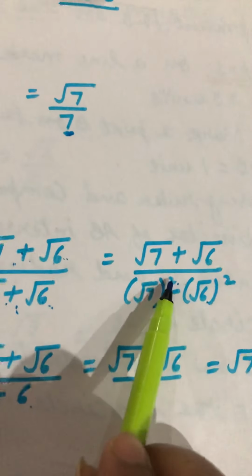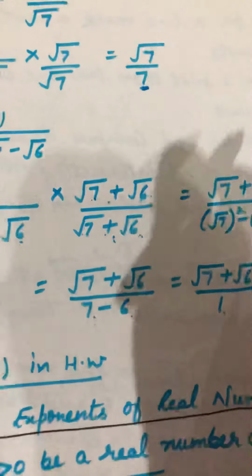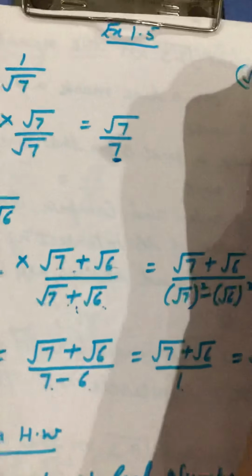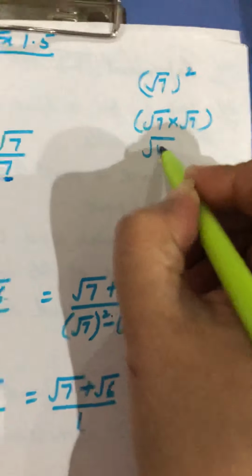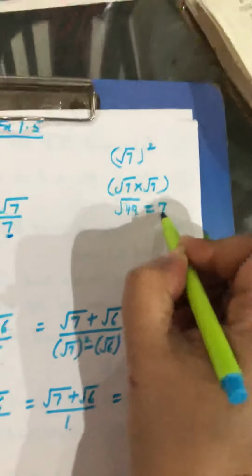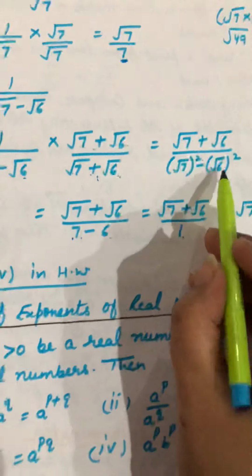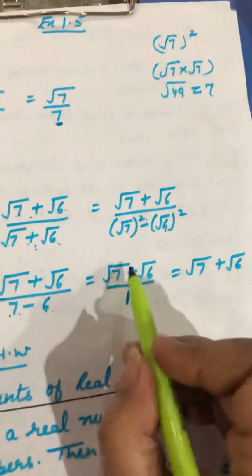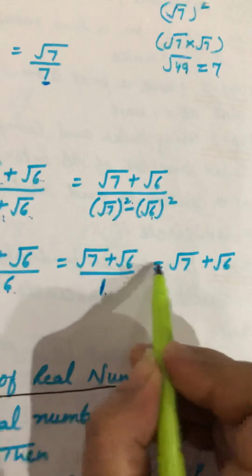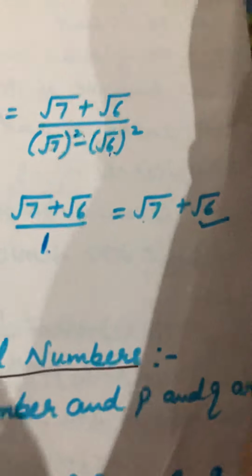So root 7 square is 7 and root 6 square is 6, because root 7 square is root 7 into root 7, and root 7 into root 7 is root 49, which is equal to 7. This is how we write root 7 square is 7 and root 6 square is 6. 7 minus 6 is 1, so this is in rational form. We are left with numerator root 7 plus root 6. So this is the answer of the second part.